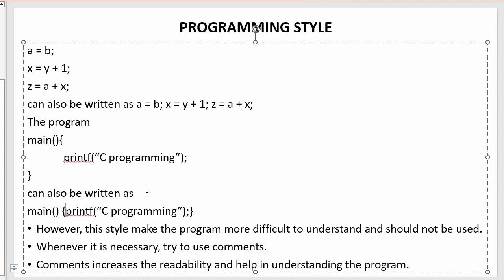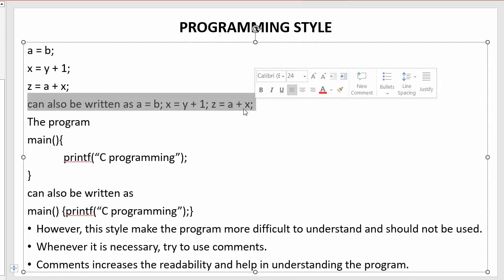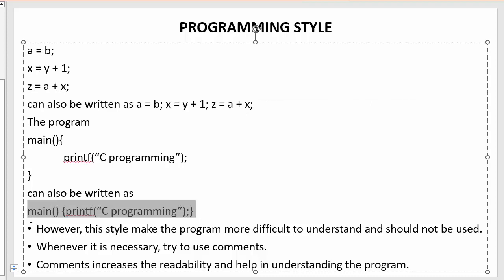Whichever programming style is easier for you to read and understand, and also for others to read and understand, you should stick to that programming style. So this programming style is not at all easy to understand, and this one is also not easy to understand, but this programming style and this one are easy to understand for the readers. Next point is, however, this style makes the program more difficult to understand and should not be used. Okay, that's what I told you.